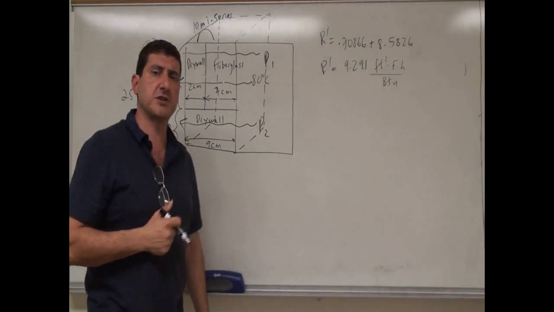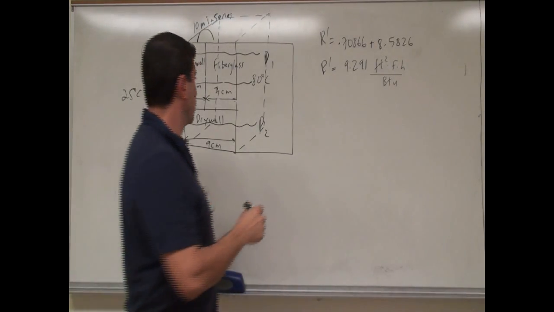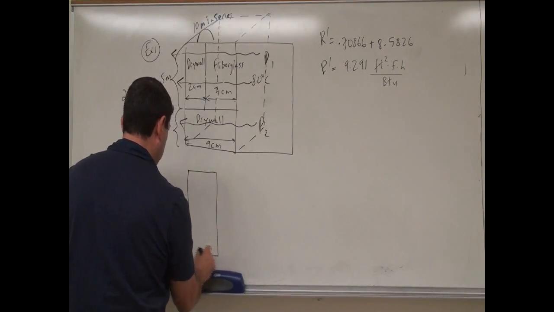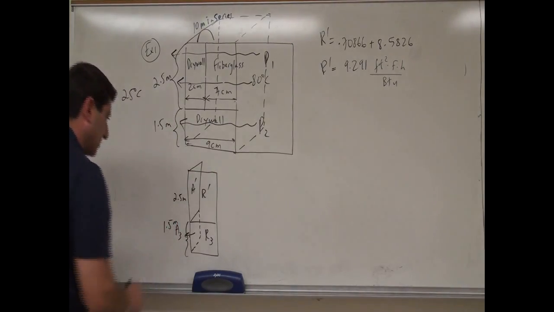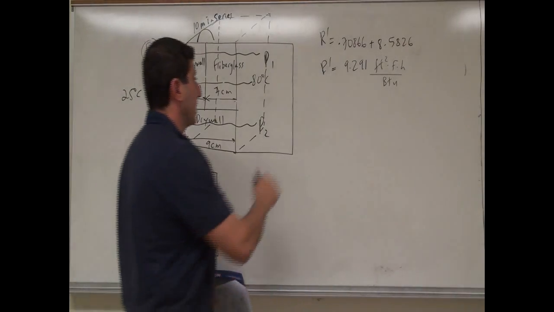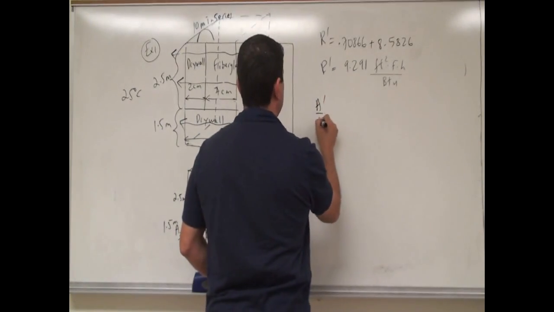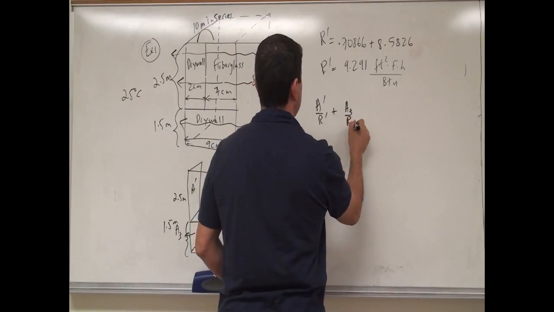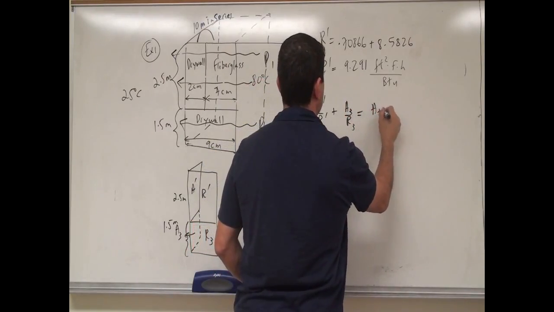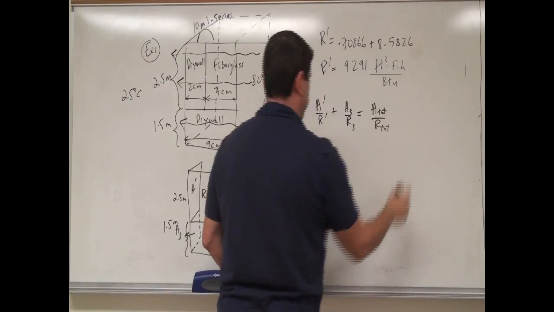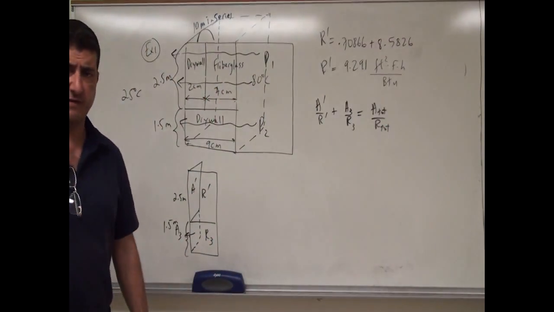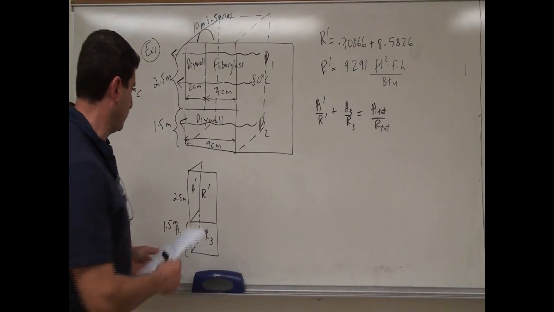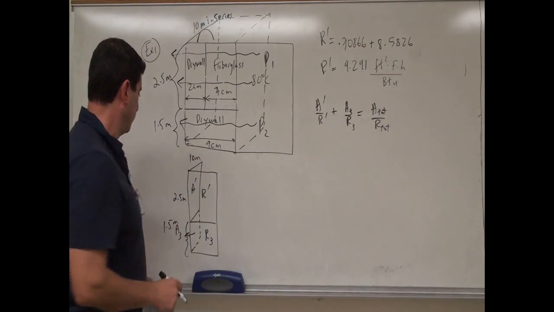So how do insulators add up in parallel? So I'm going to rewrite what this picture looks like now. 1.5 meters, right? So then I'm going to say A prime over R prime plus A3 over R3 is equal to A total over R total. So these are how insulation factors add up in parallel. So A prime is going to be 2.5 times 10, right? This dimension was 10, that way.